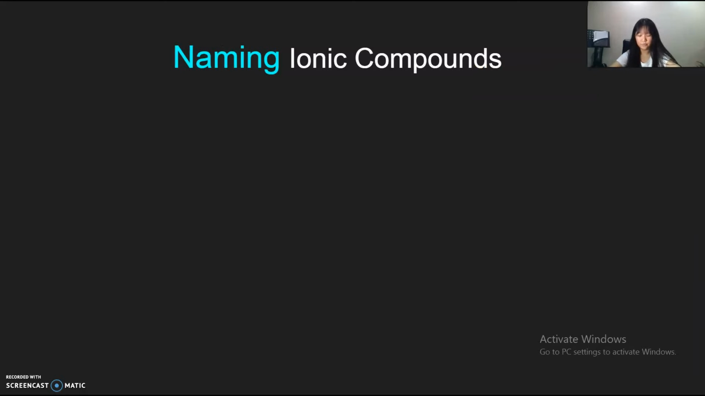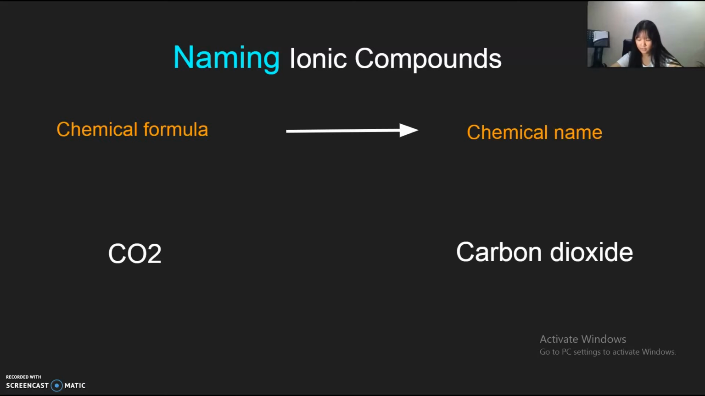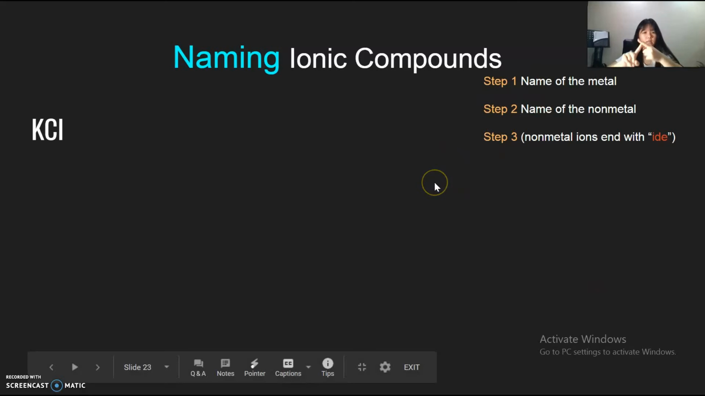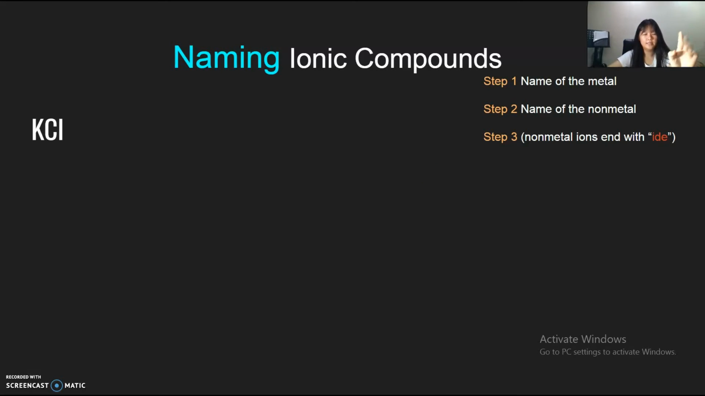Okay, after we learn how to write the formula, now we want to learn how to name the ionic compounds. Naming ionic compounds means that we use the chemical formula to write a chemical name for it. KCl will be our first example. To write the name for KCl, we use the rule right up here. First, we name the metal, we name the non-metal, and yes, we place the -ide ending.